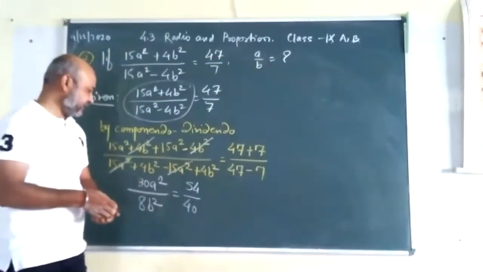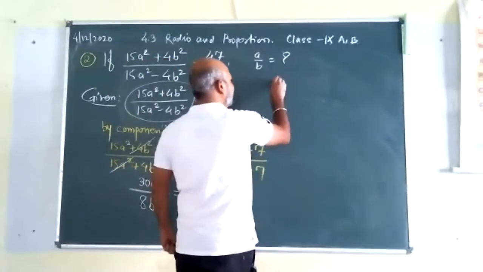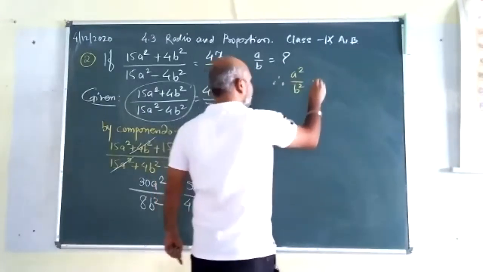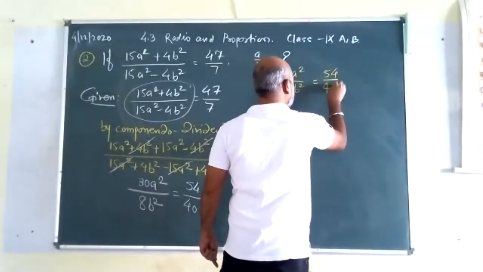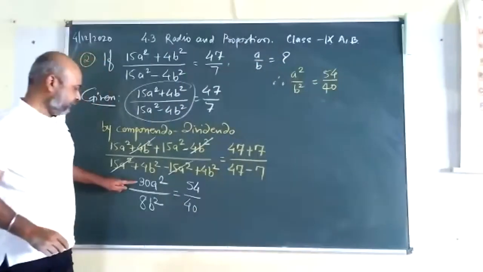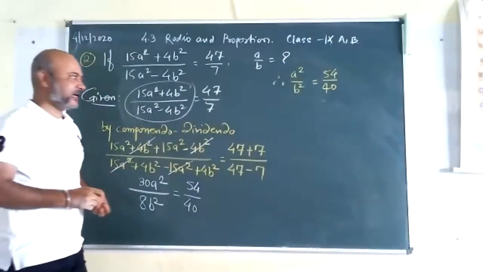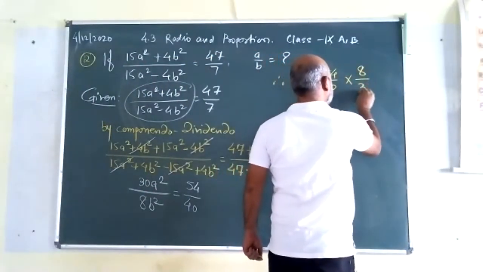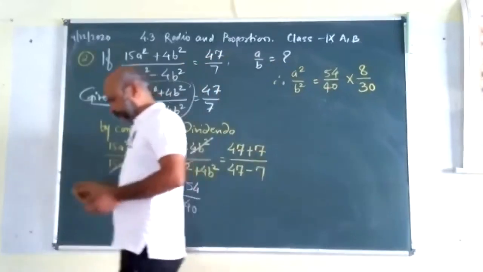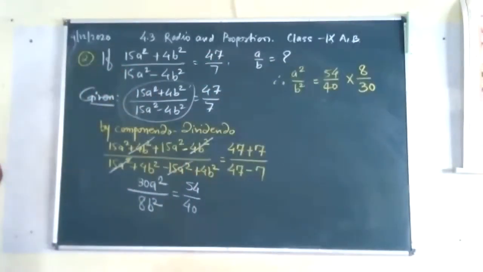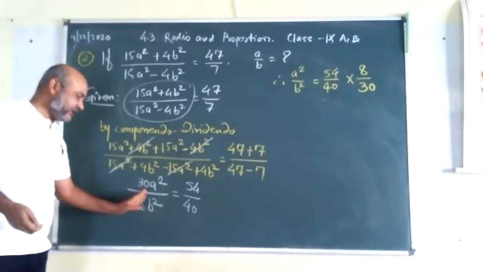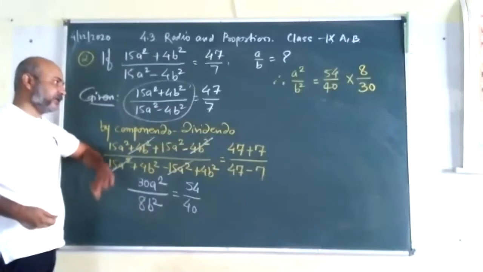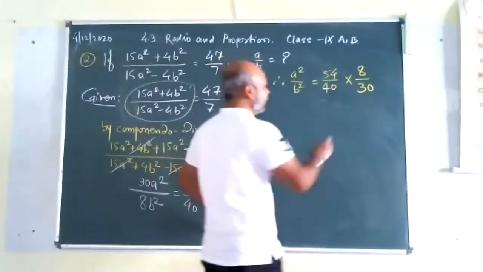When you transfer this 30 upon 8, what will I write? I will write A square upon B square, and this is equal to what? 54 by 40, and when you transfer 30 upon 8 to the right side, this becomes 8 by 30. Is there any doubt? No, sir. 30 upon 8 is in multiplication. When you transfer to right hand side, 30 upon 8 becomes 8 upon 30. Okay, fine. Now we will cancel out.